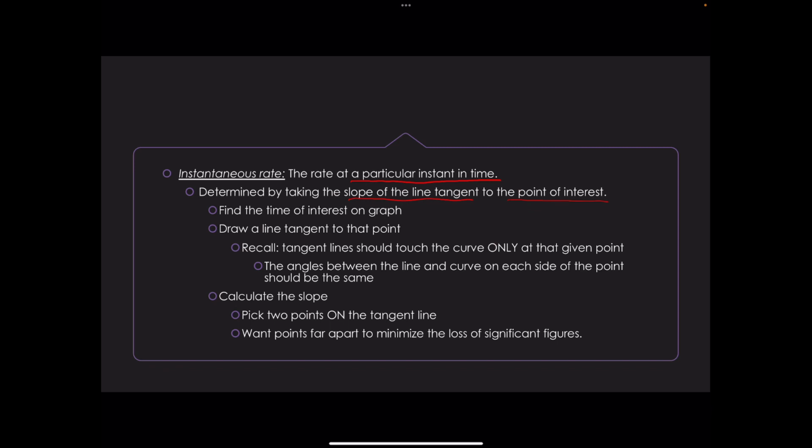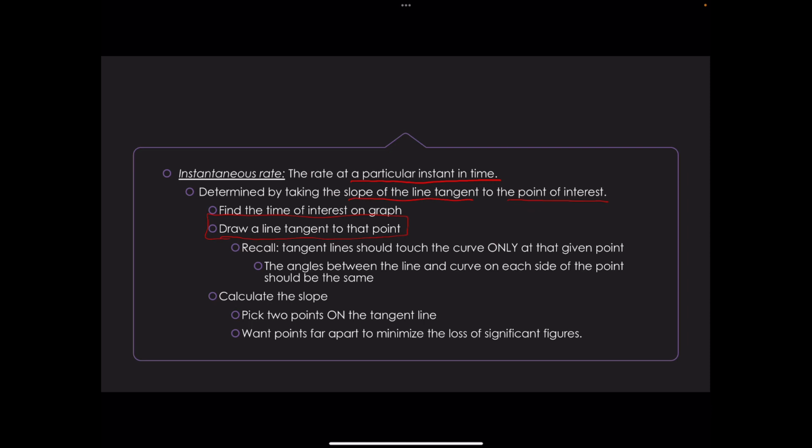What we're doing is we're finding the time that we're interested in on our graph. We draw a tangent line to that point. So we've got to recall from math class what tangent lines are. Tangent lines should touch the curve only at that given point. They should be drawn such that the angles between the line and the curve on each side of the point should be the same. Once we've drawn that appropriate tangent line, we're going to calculate the slope.